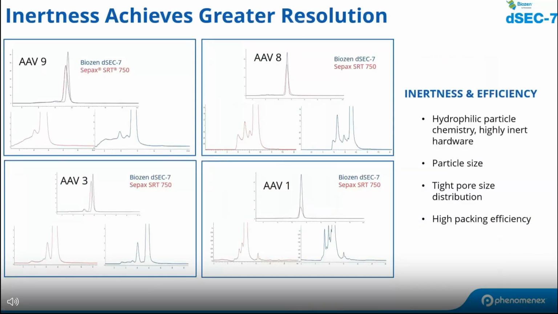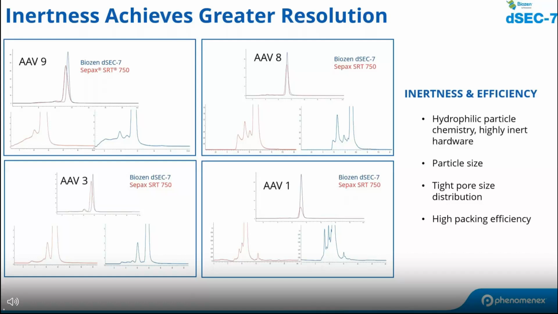So now let's focus on an example here. Here we are showing a comparison of a traditional particle with a 750 angstrom pore size versus Biozen D6-7, which is a 700 angstrom pore size. If you look at the profile of the peaks here, two things can be paid attention to: the peak apex, where Biozen D6-7 shows higher efficiency compared to the traditional selectivity, and the resolution, where there is an improved resolution for the aggregates.